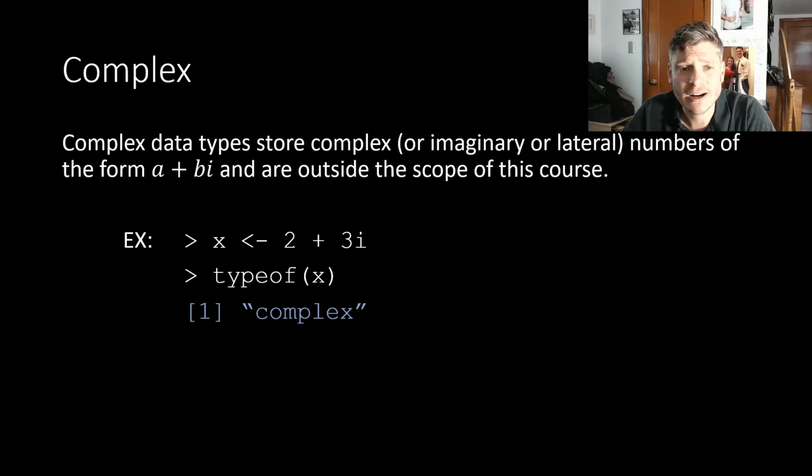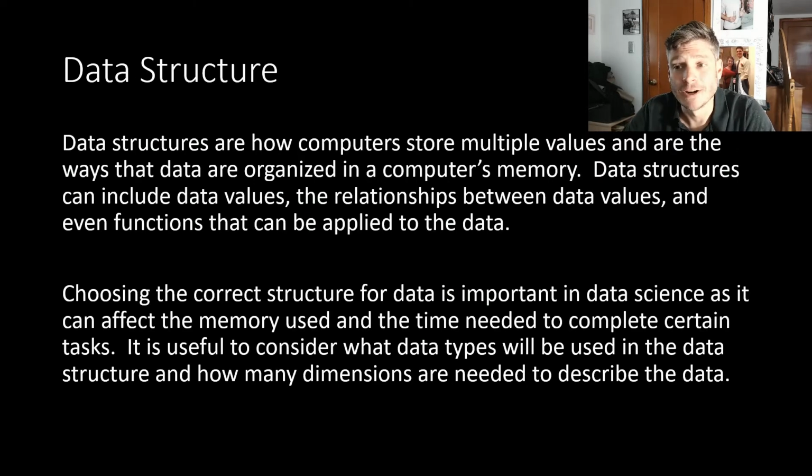The last type is our complex, and complex data types store complex, sometimes called imaginary or lateral numbers of that a plus bi form. So when we have that imaginary number i, they're really outside the scope of this particular course, but they are useful in a lot of mathematics. So for example, if I stored in x just the phrase 2 plus 3i and run the type of, it is automatically going to know that I am storing a complex variable here. All right, so those are our data types.